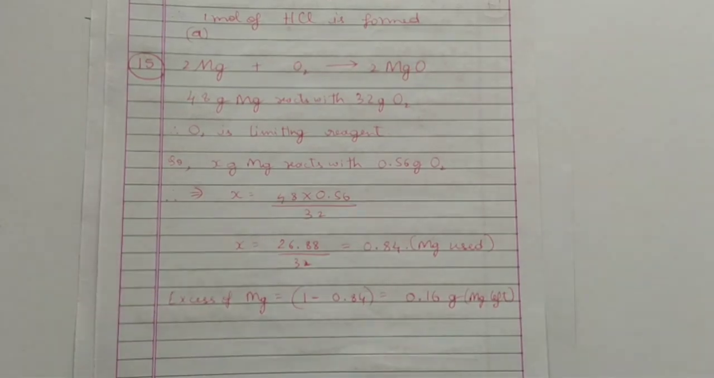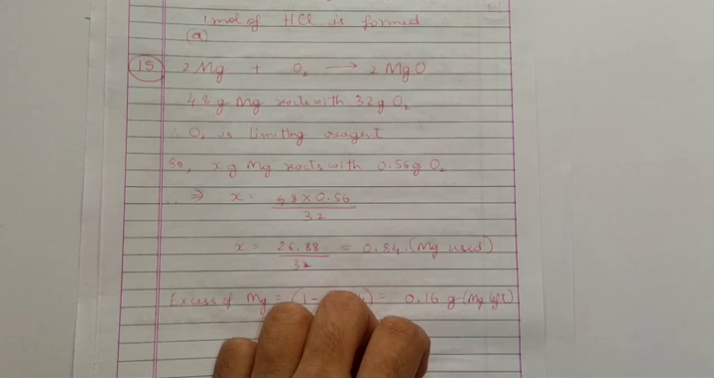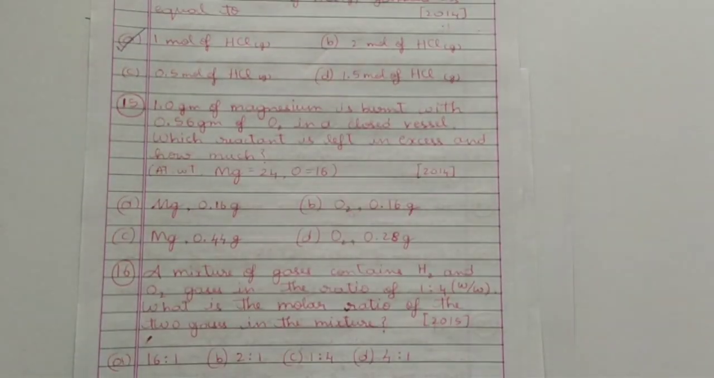15. We know 2 Mg plus O2 gives rise to 2 MgO. 48 gram Mg reacts with 32 gram of oxygen. Therefore, oxygen is the limiting reagent. So, X gram of Mg reacts with 0.56 gram of O2, which gives X is equal to 48 into 0.56 divided by 32 if we cross multiply. Therefore, X is equal to 0.84 gram magnesium used. Excess of magnesium left is equal to 1 minus 0.84, which is 0.16 gram of magnesium. So therefore, it is option A.